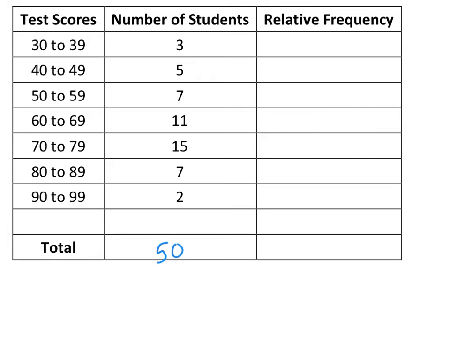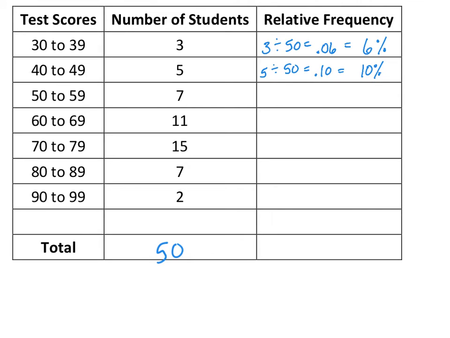So how many students scored 30 to 39? 3. What percent is that? It will be 3 divided by 50. 3 divided by 50 is 0.06, which is 6%. Okay. Then the next one, how many students scored 40 to 49? That would be 5. So you do 5 divided by the total number of tests, so divided by 50, is equal to 0.10, which is 10%.